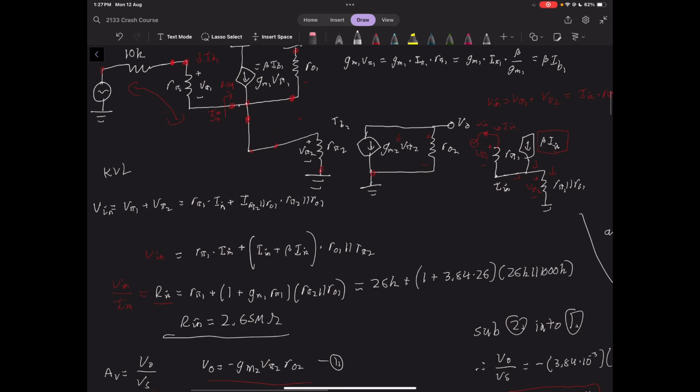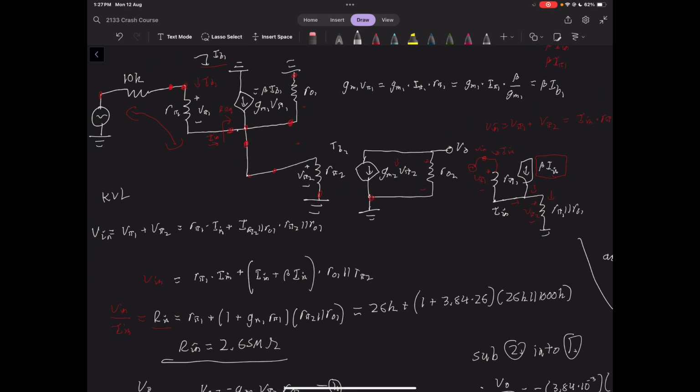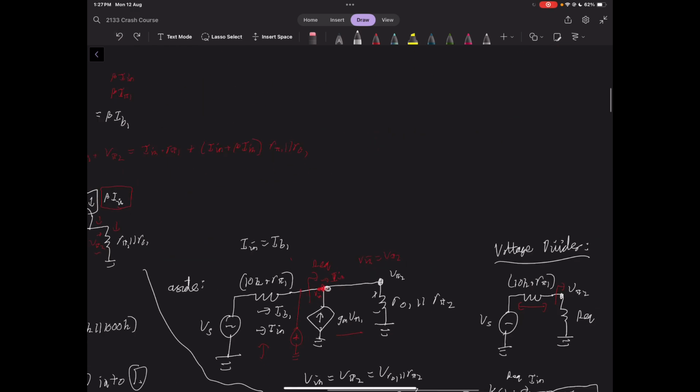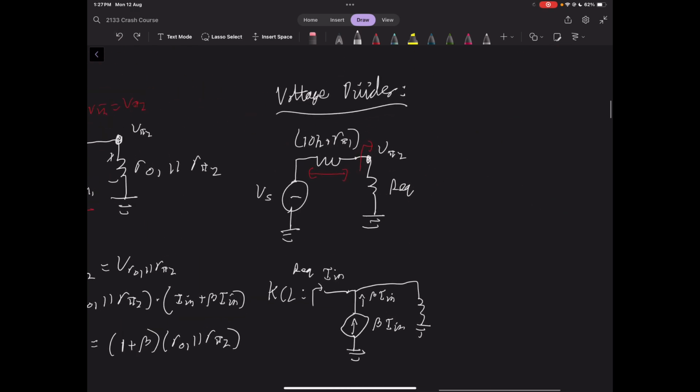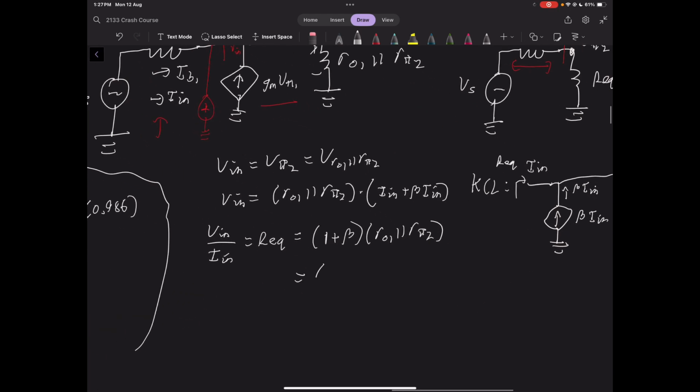which means we can take this entire circuit and we can replace it with this resistor in parallel, REQ, everything to the right of that. And that allows us to do, if we look over here, a voltage divider, where we can say that, and I'm just going to rewrite this as 1 plus gm R pi 1, because that's what beta is equal to.